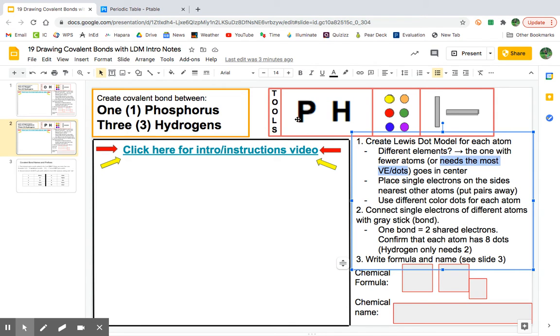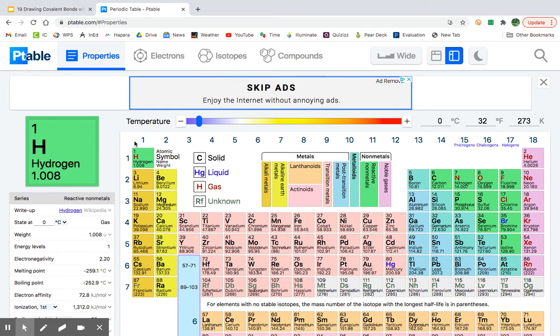So let's see what we got. We got phosphorus, we got hydrogen. Over here in the periodic table, you see hydrogen is in column 1, so it's got 1 dot. Remember, hydrogen's the only one that doesn't want 8. Hydrogen's the only one that wants 2. It only needs 2 total dots, so if it has 1, it only needs 1 more.